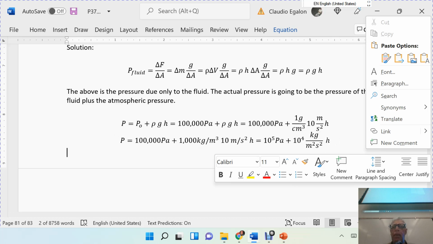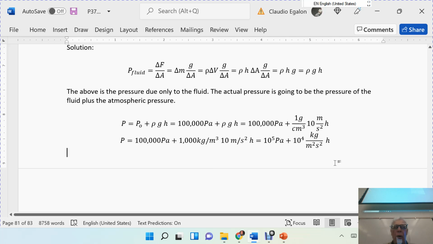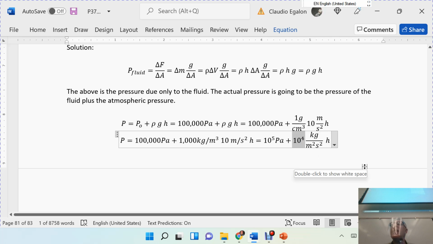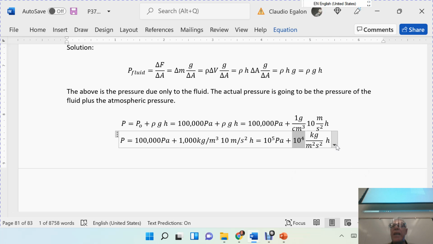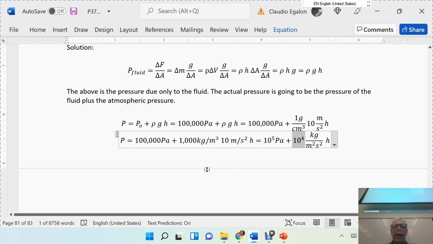Okay, so now what can we do? What's going to happen is the following. For every 10 meters of depth that you dive below the water surface, you are going to increase your pressure by 1 atmosphere. Can you remember that? 10 to the 4 times H. For every 10 meters that you go underwater, you increase your pressure by 1 atmosphere.